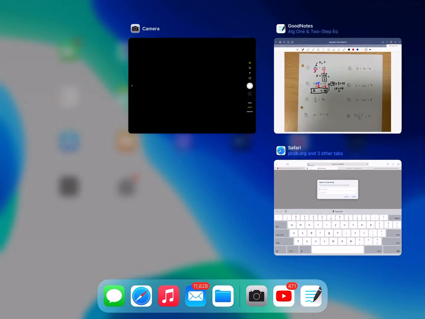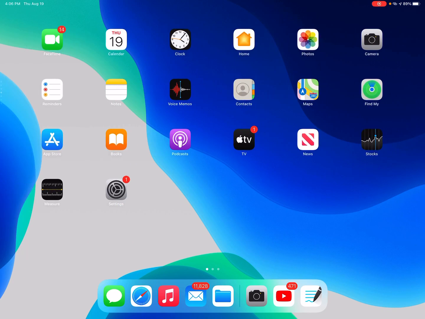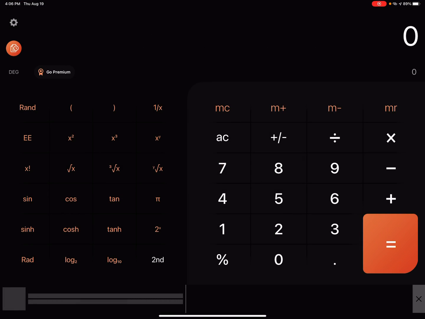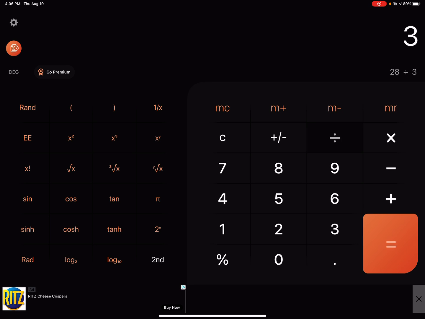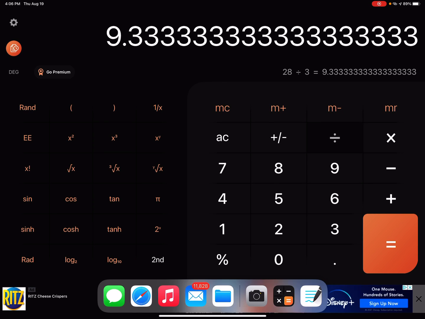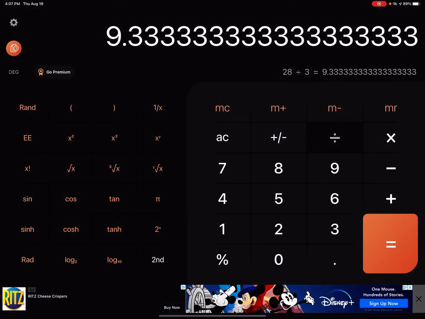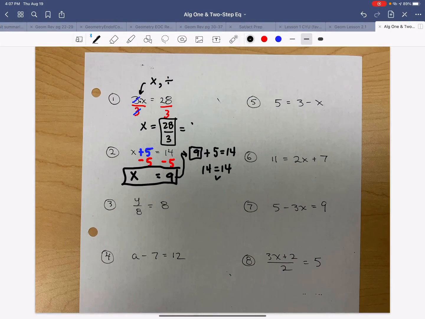So let me see if I pull up my calculator app here. There it is. 28 divided by 3 is a decimal. 8.3333. So, is that right? Oh, excuse me, 9.3333. Now plugging this back in to check, 3 times my mystery number, 9.33333, should equal 28. I'm going to try that out.